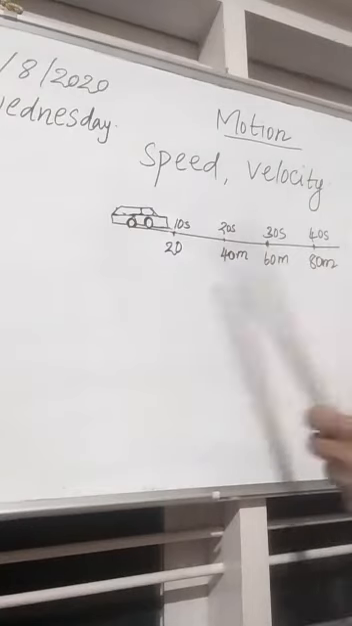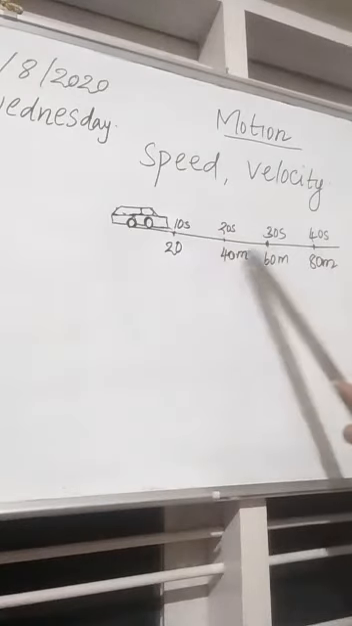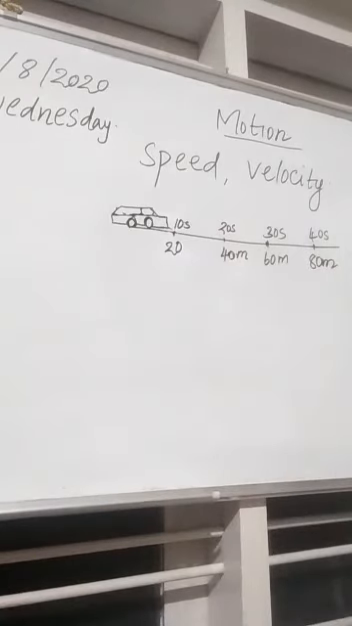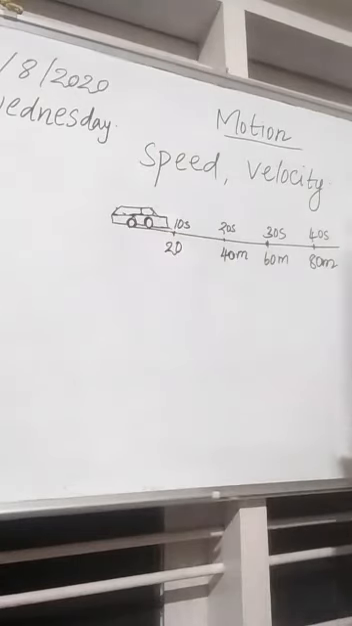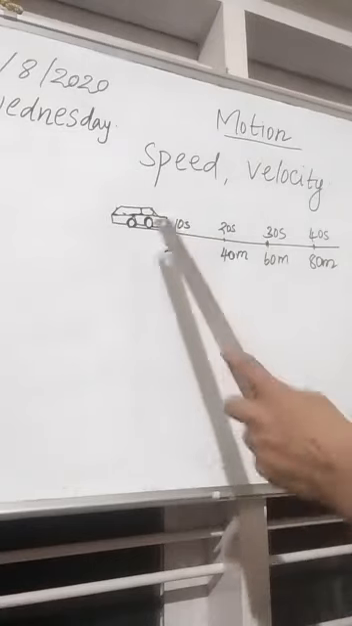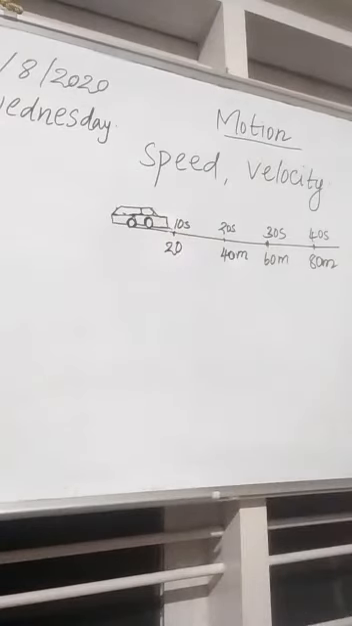So this car covers equal distances in equal intervals of time. Then the object is said to be moving with uniform speed. Isn't it? In this case, this car is moving with uniform speed in the same direction, isn't it? The uniform speed in a straight line. Now, when do we say the car is moving with uniform velocity?